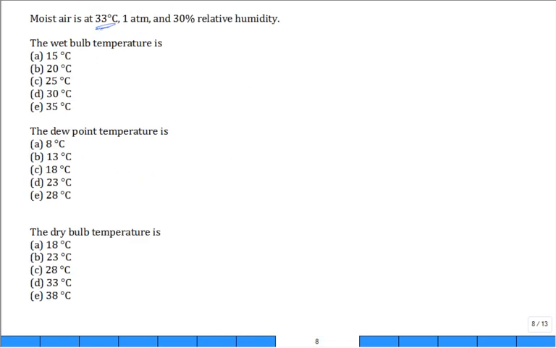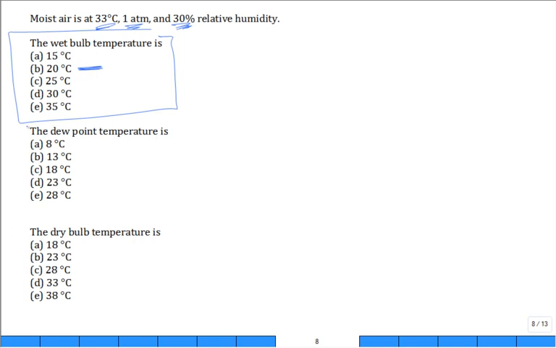Same conditions, 33, 1 atm, 30% relative humidity. What is the wet bulb temperature? We have a B. I got 3, 4, 5 thumbs up, 6 thumbs up, 7, thank you very much. 8, yeah, hey, you're thumbing up yourself.